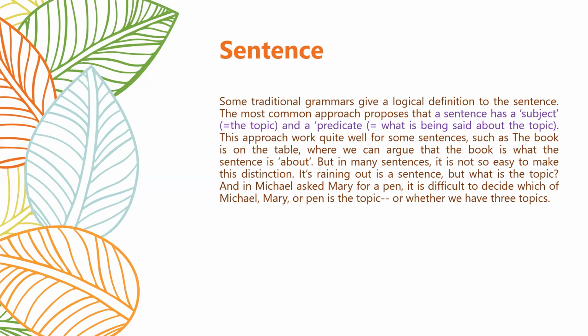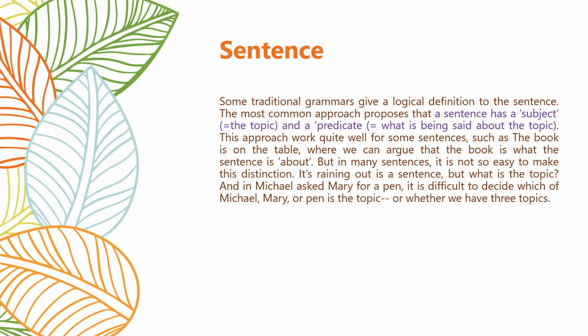So it's very confusing. That's why, in dealing with syntax, we have to learn how to analyze a sentence, how to go for the phrase structure, and how to go for deep structure and surface structure when it comes to transformational rules. So let's see what we have here. It's raining out is a sentence, but what is the topic? That means, what is the subject?